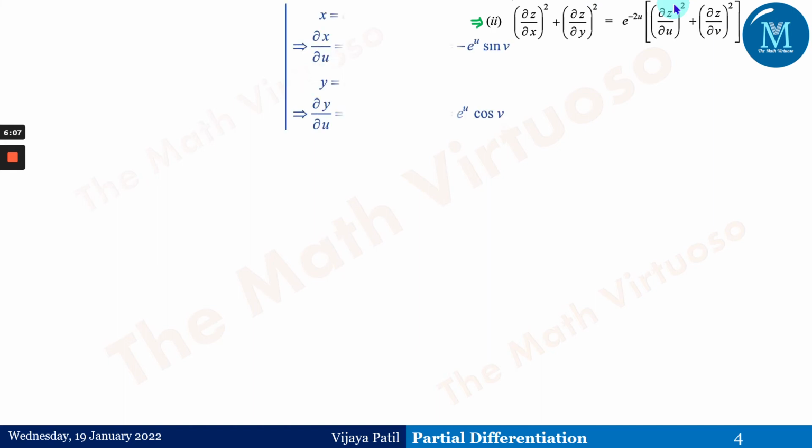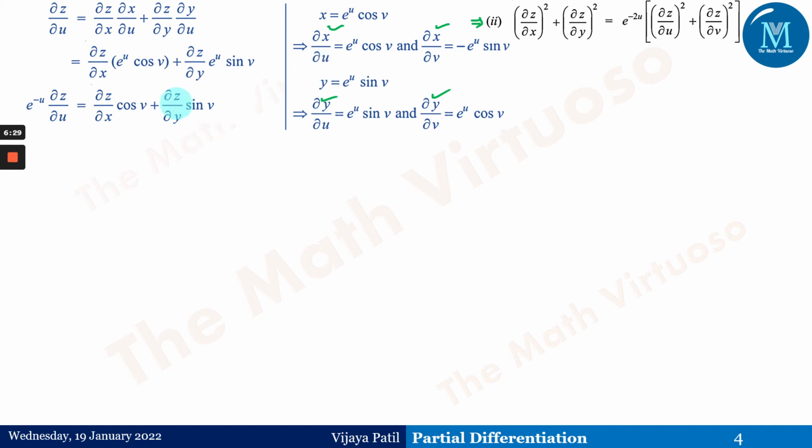So we have to deal here with this, because we have x is e to the power u cos v, so we have to find ∂x/∂u and ∂x/∂v. Similarly, y is this, so ∂y/∂u and ∂y/∂v. So these are the 4 variables we will need, and we are starting with ∂z/∂u. We are trying to achieve this and this, and adding them up we will get that.